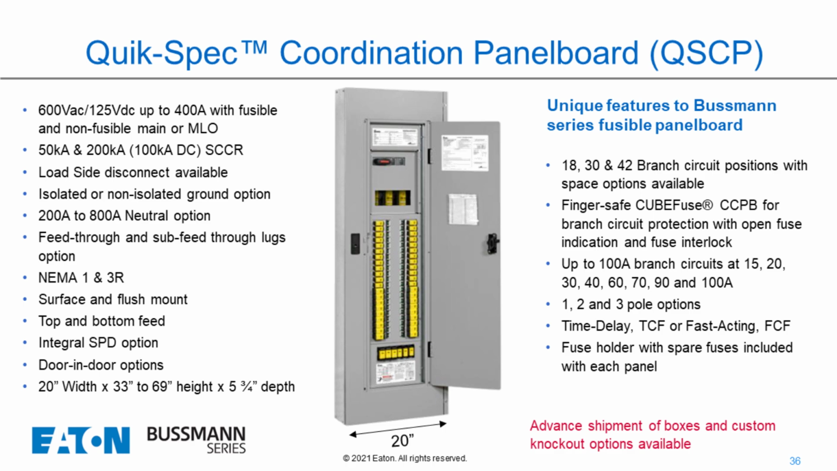You can have 15, 20, 30, 40, all the way up to 100 amp branch circuits, all right, with the main being a 200 amp, a 400 amp, and even a 600 amp now. And then down below at the very bottom of this panel is your spare fuses, right?